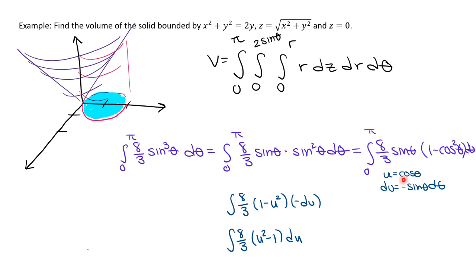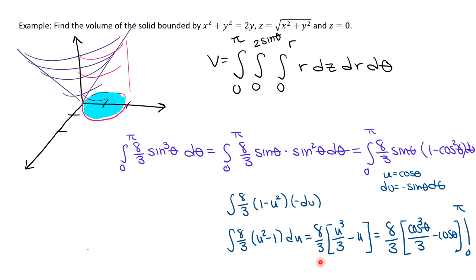And the reason this works is now we can let u equal cosine theta. Our du is negative sine theta. And that actually allows us to rewrite the integral in terms of u. So my integral is now 8/3. Let's see, the sine theta d theta becomes a negative du. And then 1 minus u squared. I just took that negative with the du and distributed it to the 1 minus u squared. Wrote that as u squared minus 1.